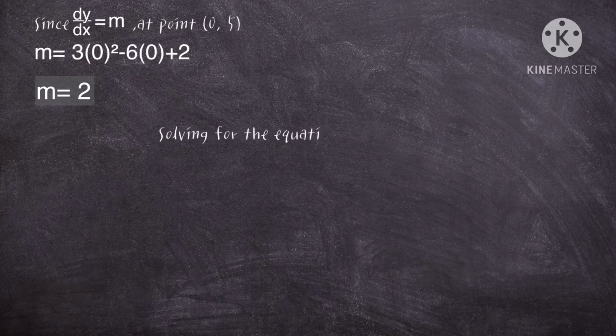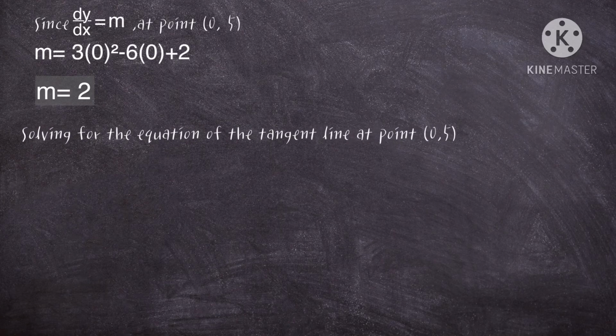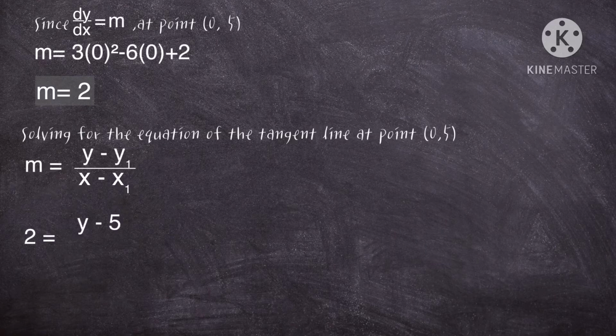In solving for the equation of the tangent line at the point (0, 5), the slope is equal to y minus y sub 1 over x minus x sub 1. Since our slope is 2, we will substitute m with 2, which is equal to y minus 5, which is our y sub 1, over x minus 0, which is our x sub 1.